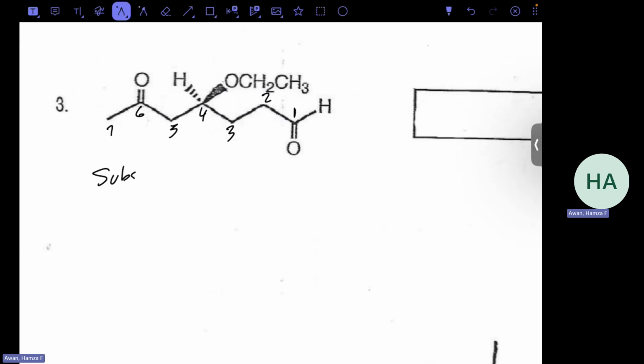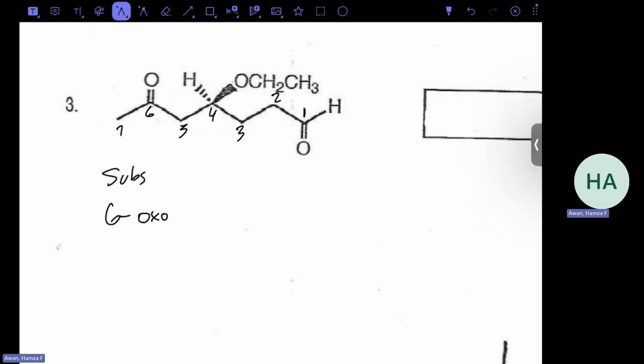So on carbon 6, we have an oxo group. Our ketones, we call oxos. And then on carbon 4, we have an ethyl group attached to the ether, so this is going to be a 4-ethoxy, right?